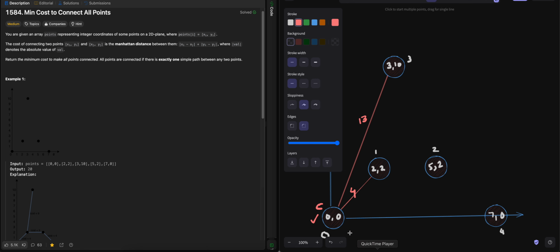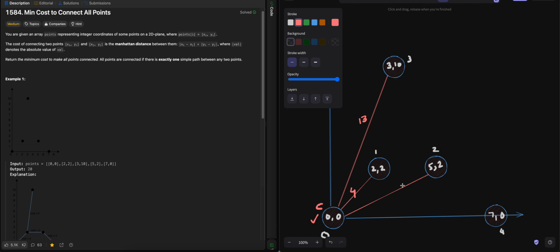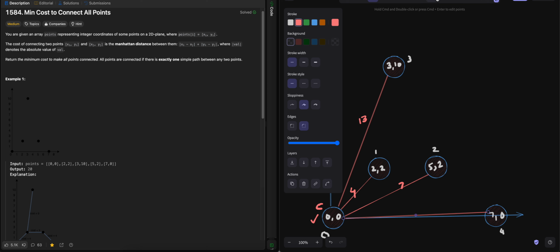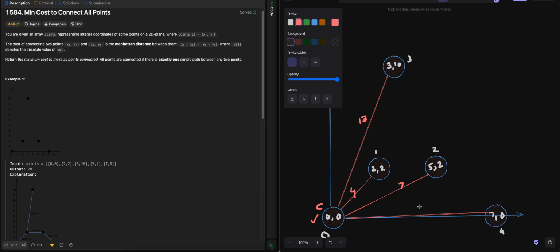Now, the Manhattan distance between these two nodes: 5 minus 0 is 5, 2 minus 0 is 2, the result is 7. Then the Manhattan distance between these two nodes: 7 minus 0 and 0 minus 0, it is 7.